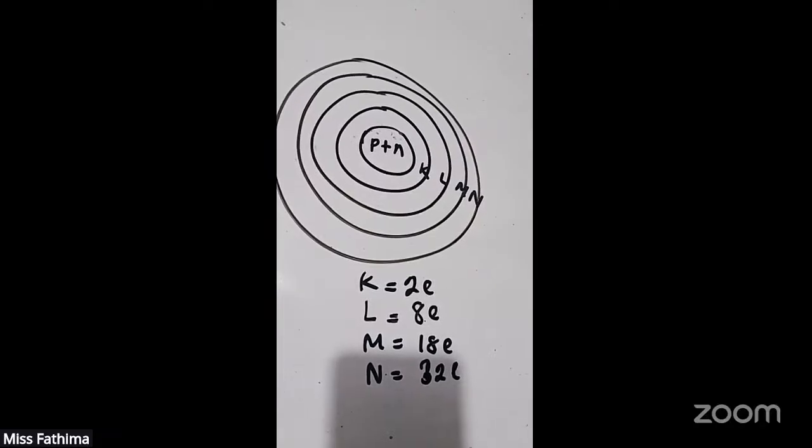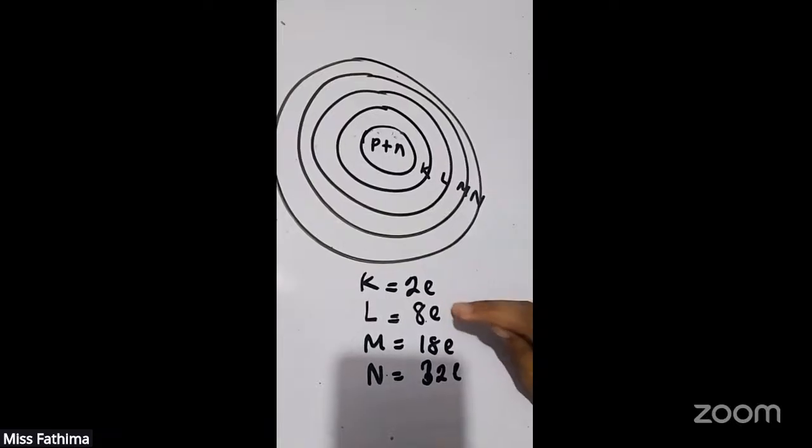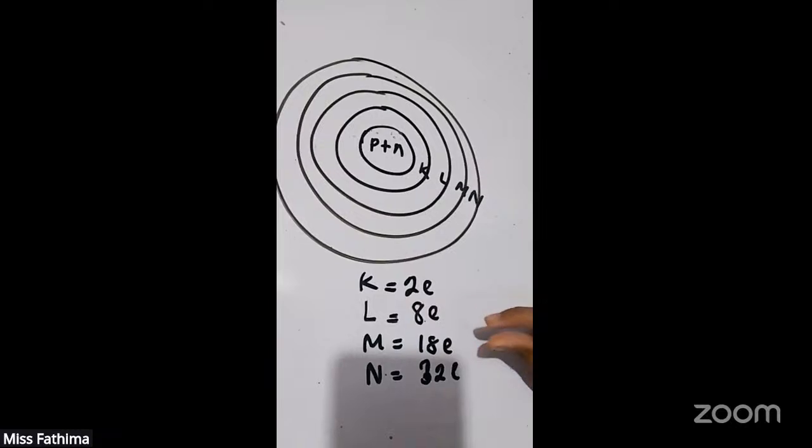So in your syllabus you are supposed to study only up to 4 energy levels. What are the 4 energy levels? K, L, M, N. The K energy level can carry 2 electrons. The L energy level can carry a maximum of 8 electrons. The M energy level is 18, and the N energy level is 32. Right? Then what do you have to know further?